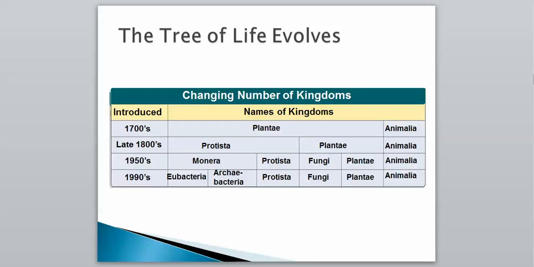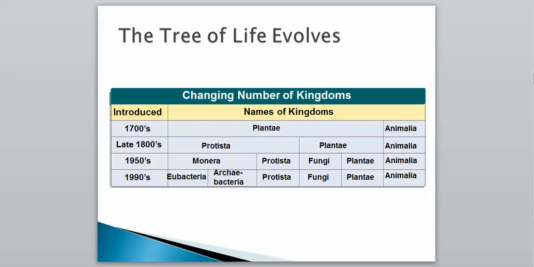And here is a breakdown of the time frame of when these changes occurred. As you can see, in the 1700s, we only had Plantae and Animalia. In the late 1800s, we added Protista in there, along with Plantae and Animalia. And then in the 1950s, Monera, Protista, and fungi. As you can see, fungi used to be grouped with plants, and in the 1950s they finally got their own. And then in the 1990s, we are at where we're at today: Eubacteria, Archaeobacteria, Protista, fungi, Plantae, and Animalia. So those are the kingdoms where we're at today.